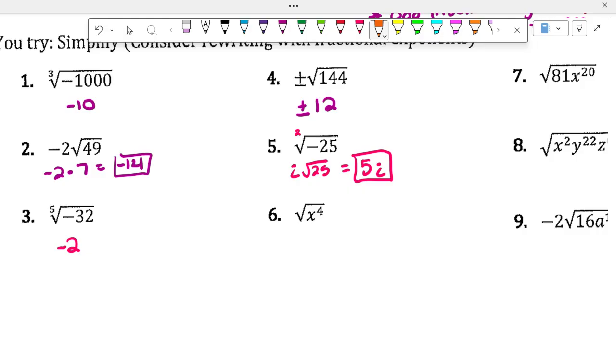This was 5.2. How do I change from a radical to a fractional exponent? So it's going to be x raised to the something, and it's going to be a fraction. What goes in the numerator of the fraction? 1. Nope. No, you're guessing.